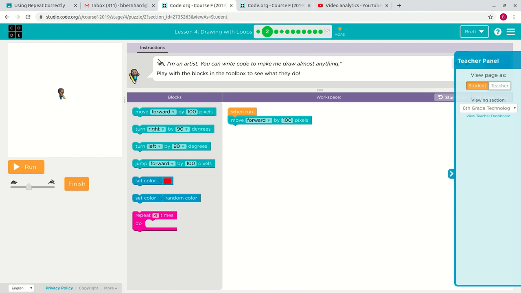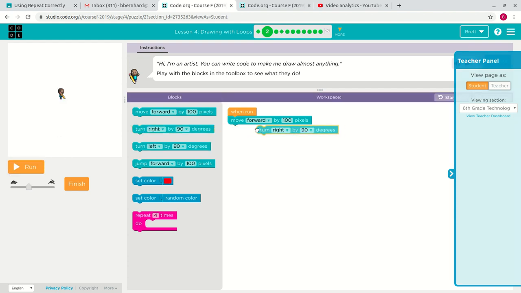Okay, let's start. The first one's just a little video. So I'm starting on number 2 here. Level 2 is basically just letting us play with the functions. They say, hi, I'm an artist. You can write code to make me draw almost anything. So we're just going to play with the blocks and see what we can do. You can create anything you want here. Right now it's just drawing a line.